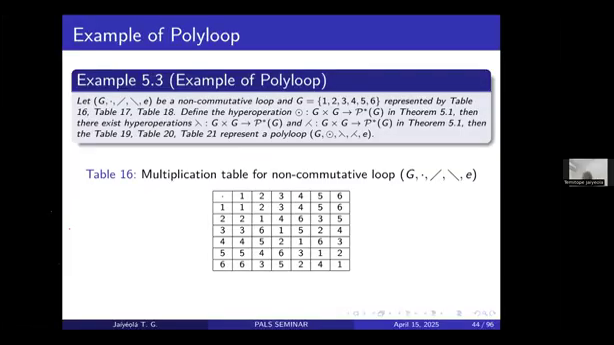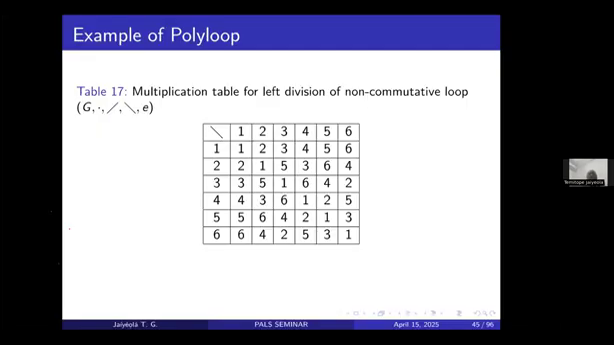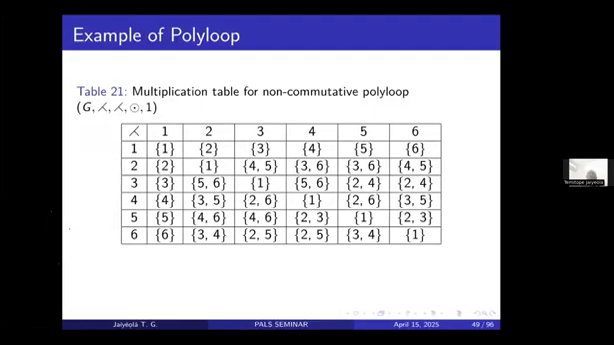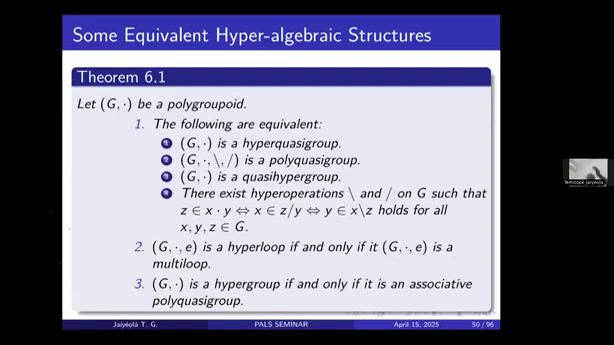And here is an example of a polyloop. Given a loop as shown in table 16, using theorem 5.1, you can show that, based on that theorem, you will have a polyloop as shown in table 19, table 20, and table 21. The tables represent the three hyperoperations.